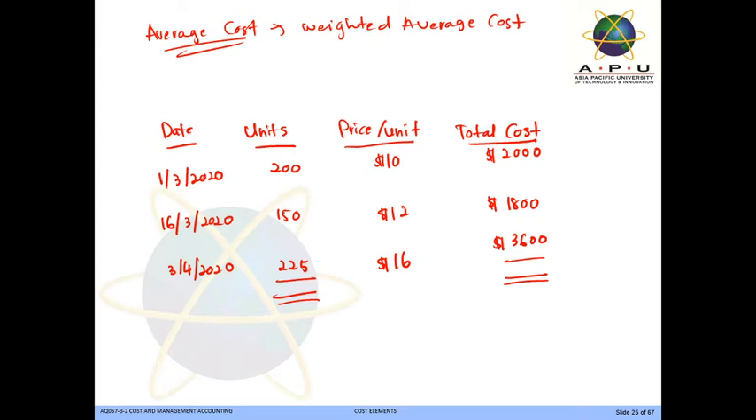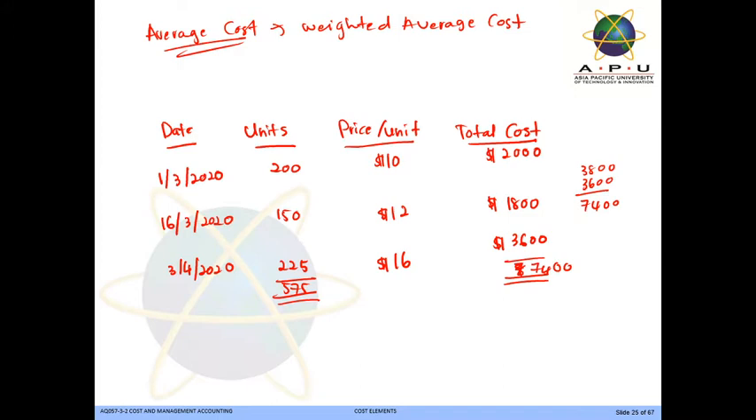Okay, from here, 200 plus 150 plus 225, I think 575, and from here 3,800 and 3,800. When you are an accountant, you need a calculator, but I don't have a calculator around me. So it's 7,400.